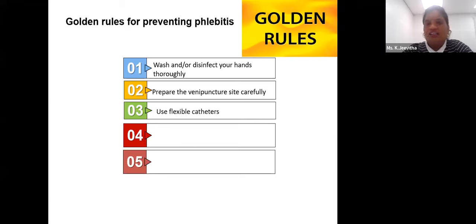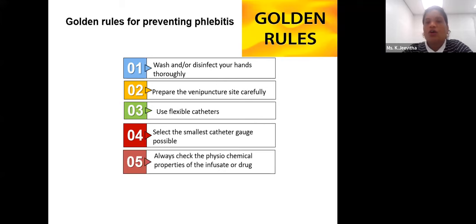And use flexible catheters. And select the smallest catheter gauge if possible. As I said, you need to select the site accordingly and based on the purpose. And always check the physiochemical properties of the drugs. Why I have taken this point: most of the vesicant drugs, as I mentioned, like KCL and chemotherapy drugs, most of the time we cannot administer through a peripheral line. The preferred site could be the central line. So these are the things you have to follow.